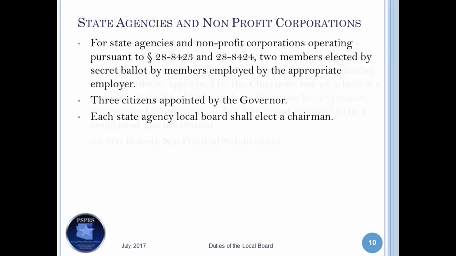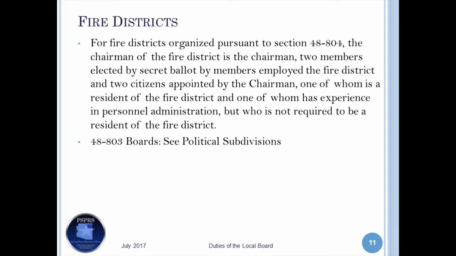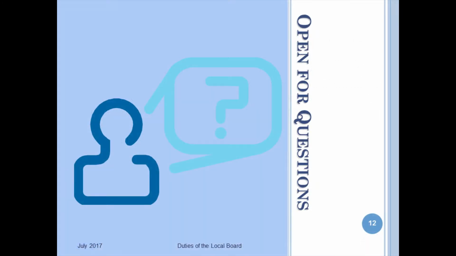All right, now if you're part of a fire district, like we'd mentioned here, it's pursuant that the chairman of the fire district is the chairman of the board. 2 members are elected by secret ballot from the membership in the fire district, and 2 citizens are appointed by the chairperson, one of which represents the fire district and may have some personal administration skills and is a resident in the community. So these are kind of the laws of the way the local boards are set up today. And it has to function this way because that's what's in the statute, and that's how we operate.